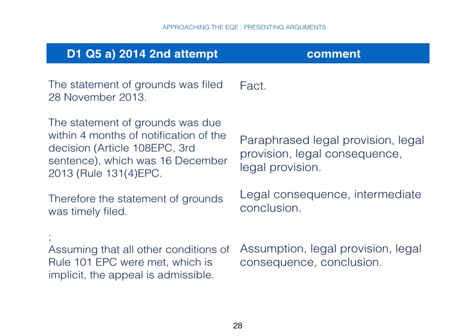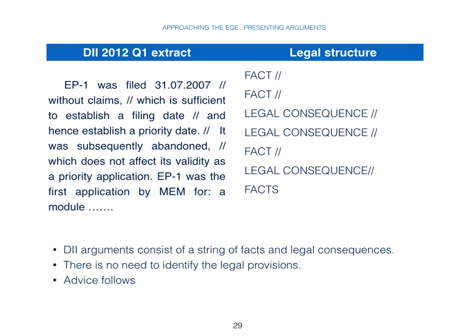Next is a specimen extract from a D2 answer. This extract was taken from my own answer from paper D2 2012, question 1. This is how the argument began. EP1 was filed 31st of July 2007 without claims, which is sufficient to establish a filing date and hence establish a priority date. It was subsequently abandoned, which does not affect its validity as a priority application. EP1 was the first application by MEM for a module, and the argument runs on.